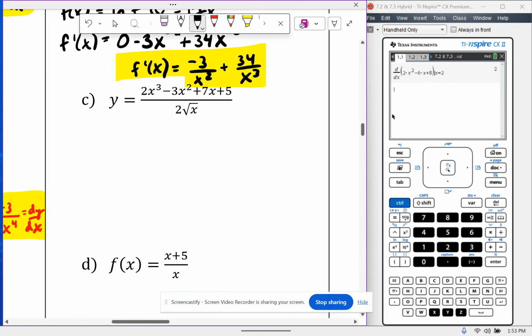Let's do the next one. I want you to split it up. Can you split it up on your paper? Put everything over the denominator piece by piece. What do you think you should rewrite the radical x as? X to the one half. Yeah, because you're going to end up combining those powers. Good call.